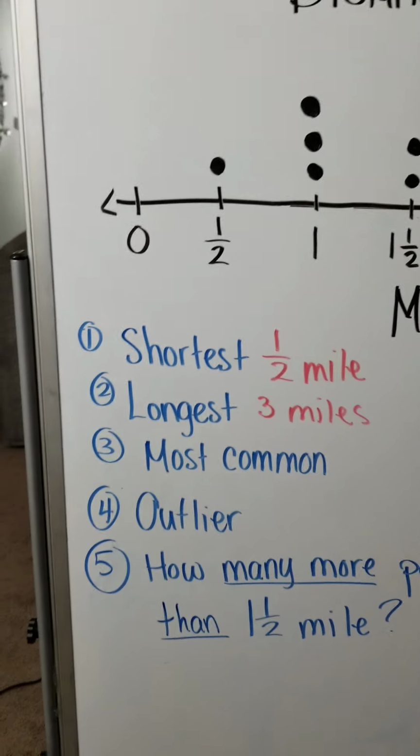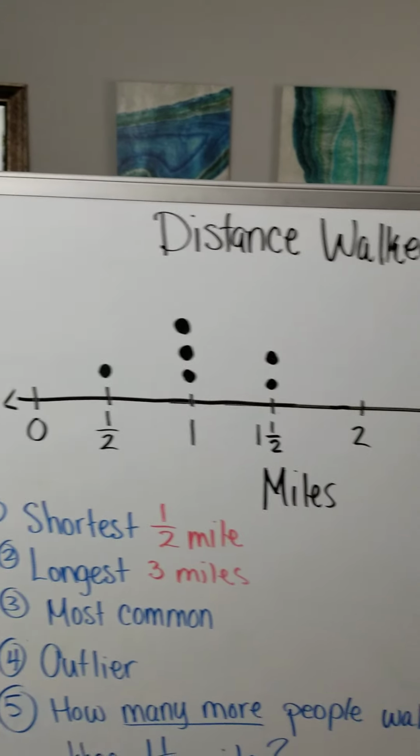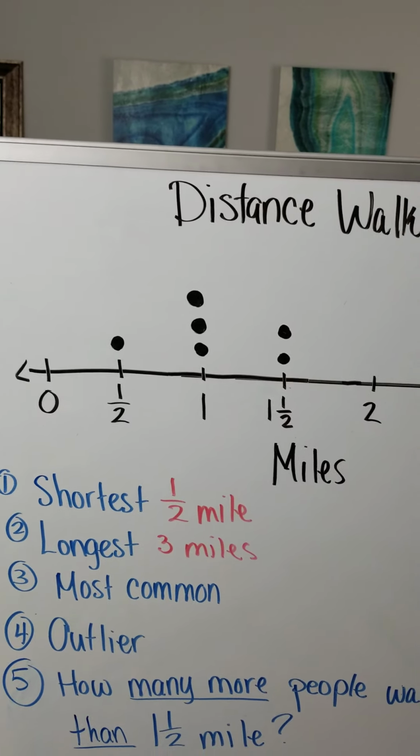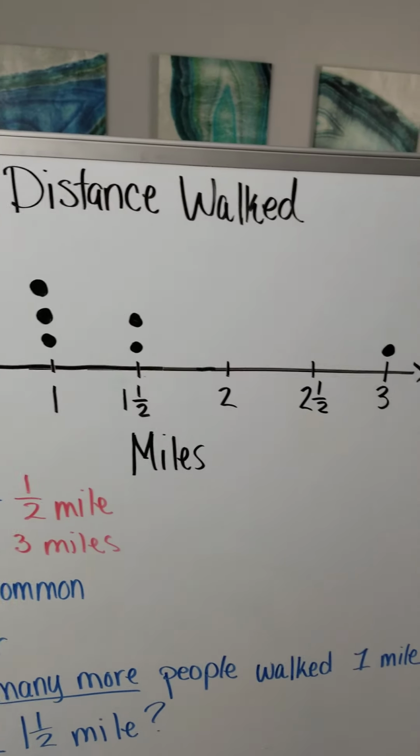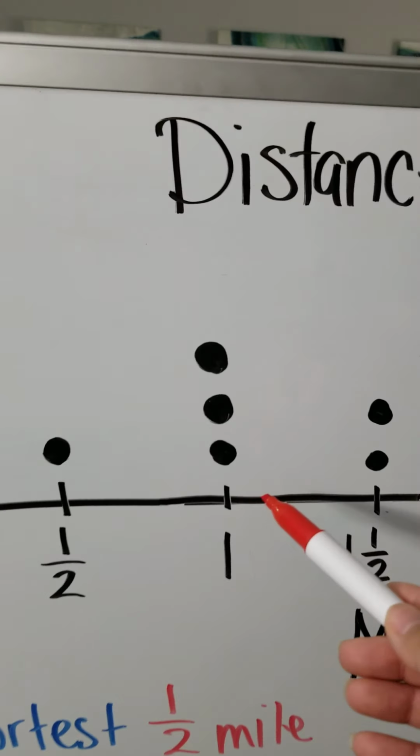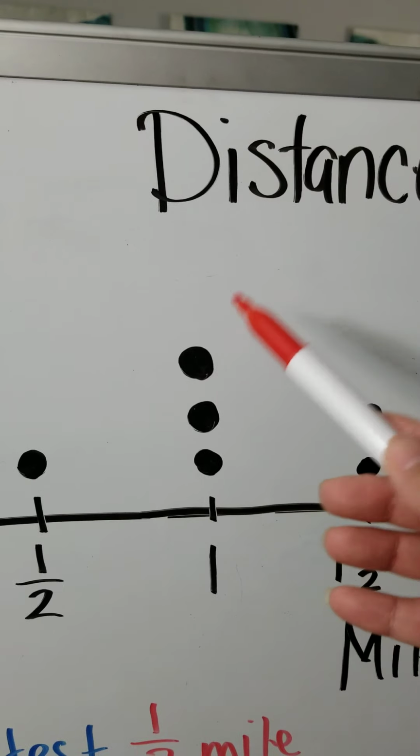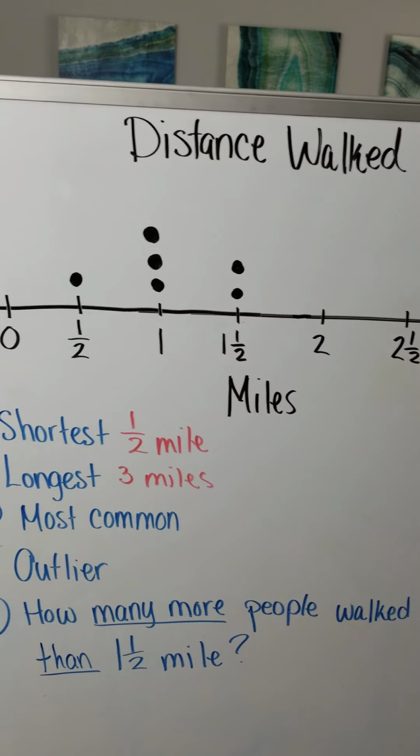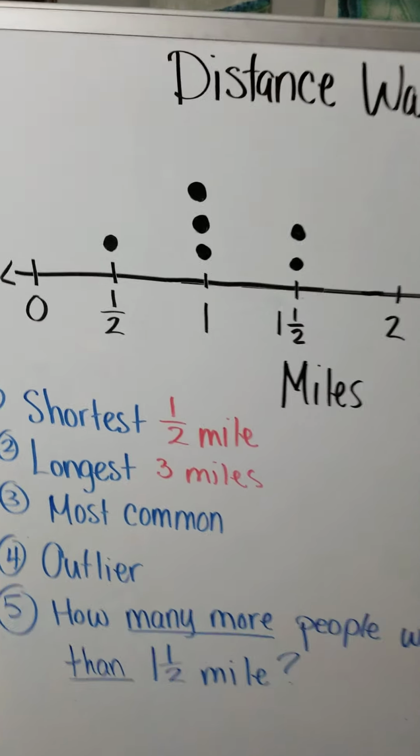Now we're going to look for the most common. So if you go back, your most common is going to be the number that has the most data. So I'm going to go here because this has 1, 2, 3, meaning it's the most common because it has the most data points. So I'm going to put 1 mile for most common.